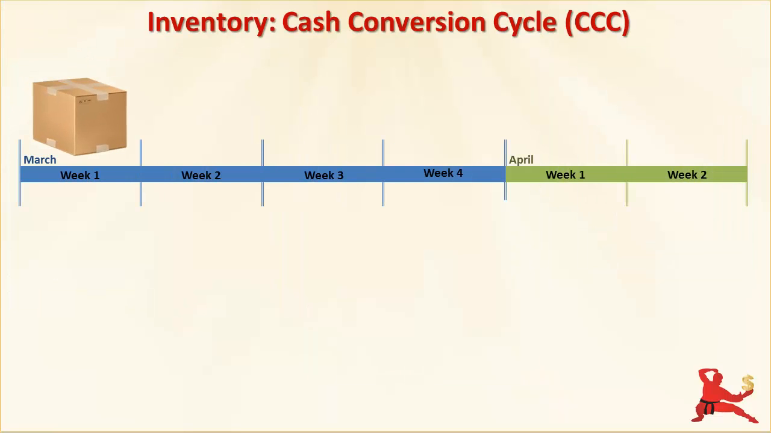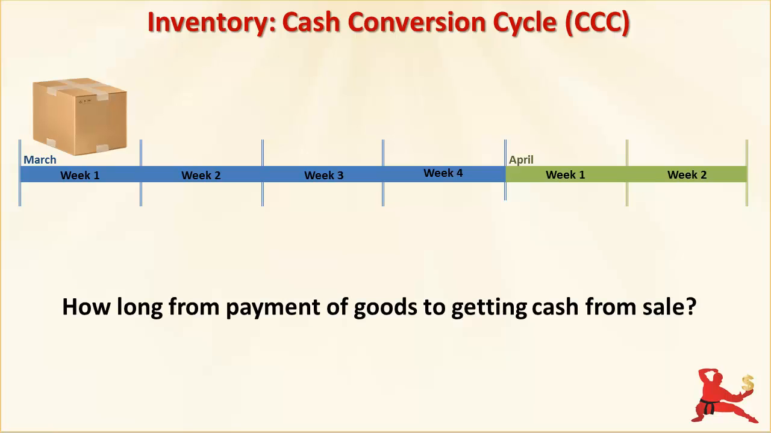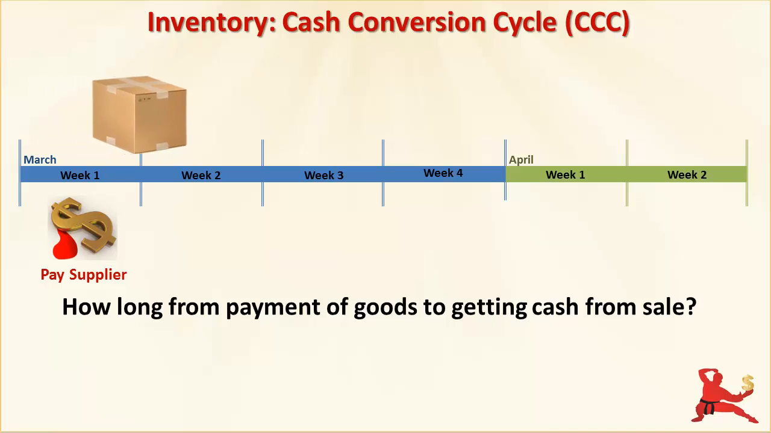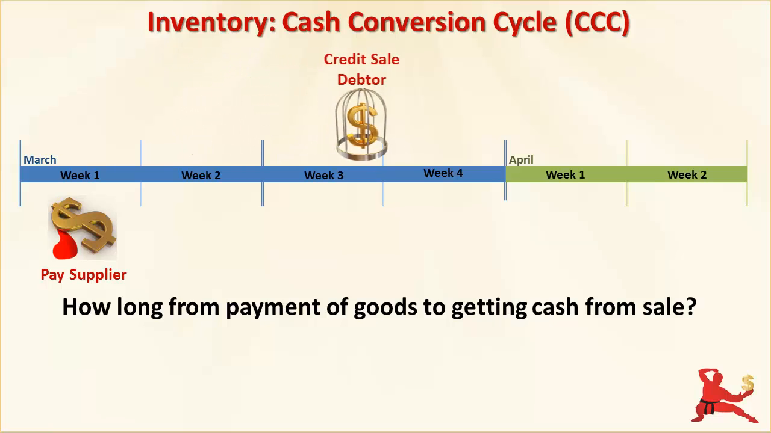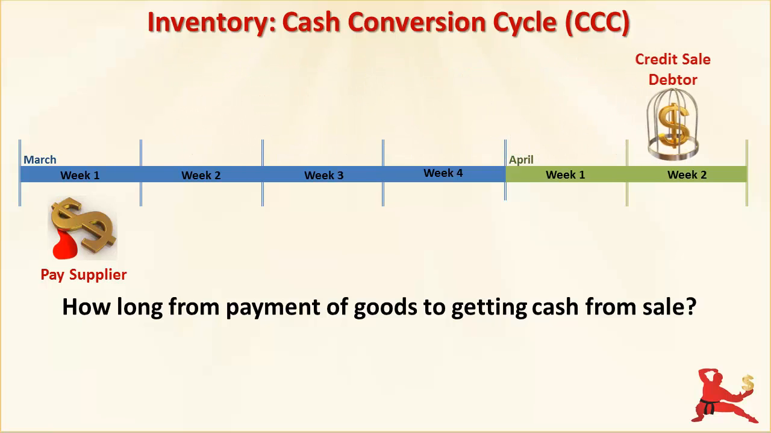Holding inventory adds an extra leg of time to what is known as the cash conversion cycle. That's the length of time that it takes from the time you pay for the goods to getting cash into your bank from the sale. In our example, we have to pay the supplier in the first week of March. Let's say the widgets are sold in the second week and the sale is on credit terms of 30 days. That means the earliest you will receive cash from your outlay on the purchase of the widgets will be the second week of April, and that's assuming your customer pays on time.